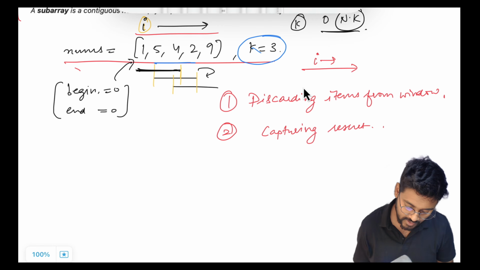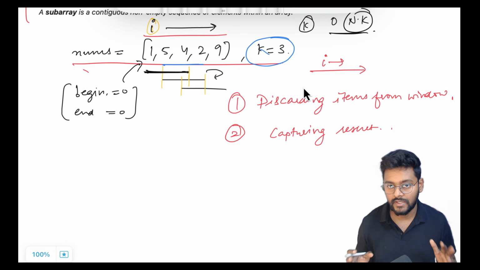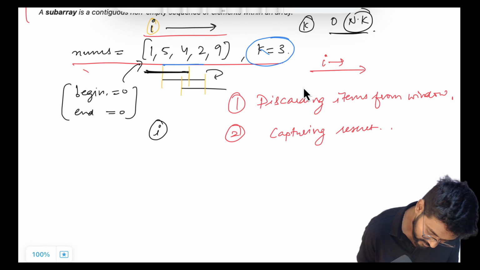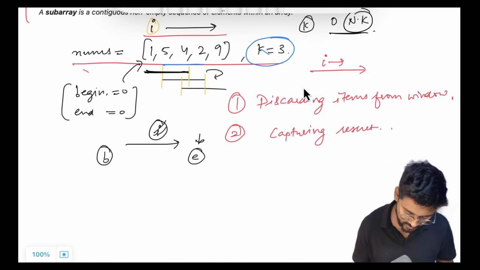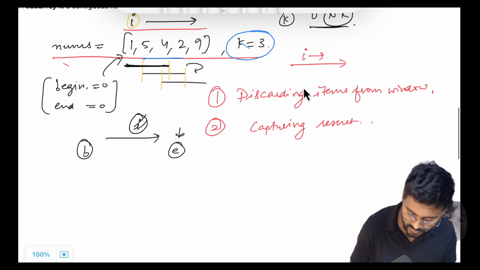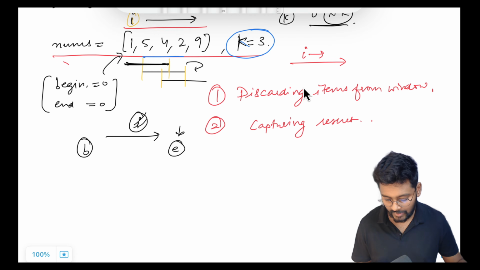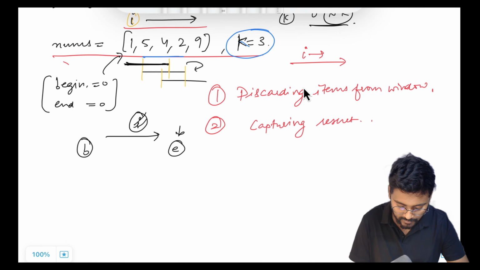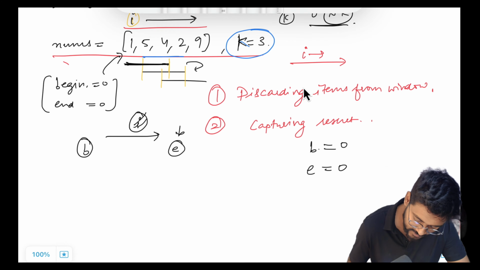So when do I discard the element from the sliding window? If my sliding window size is getting larger than k. Here i is the pointer I'm using to iterate over the array, b is my beginning pointer, and e is my ending pointer, or you can say i is equal to the ending pointer. Using the ending pointer I am iterating over the array, and b is my beginning pointer. If the sliding window size is crossing the value k, then I have to discard the element from the left. So in the first iteration, beginning and ending are both at 0.